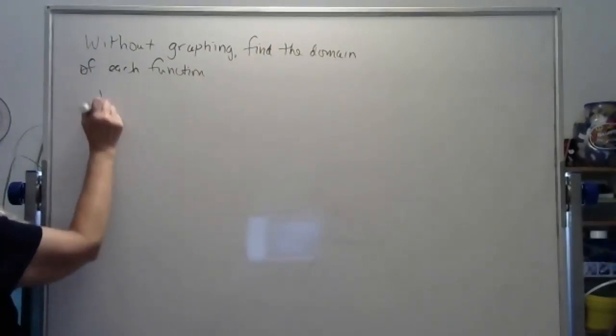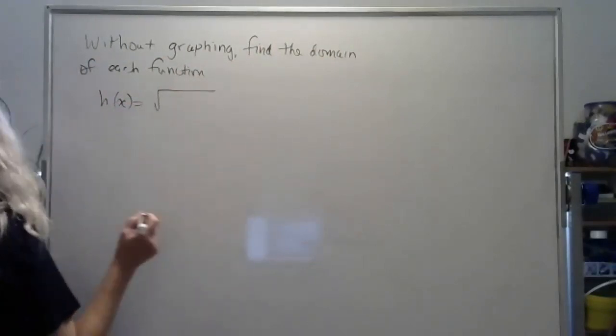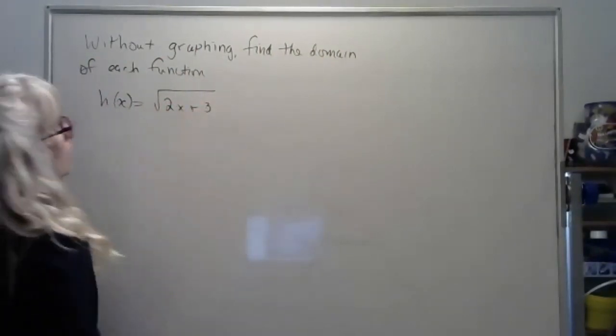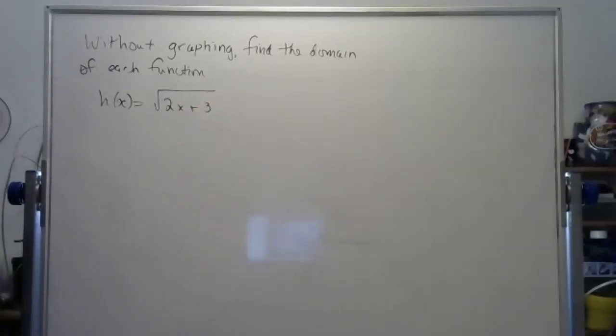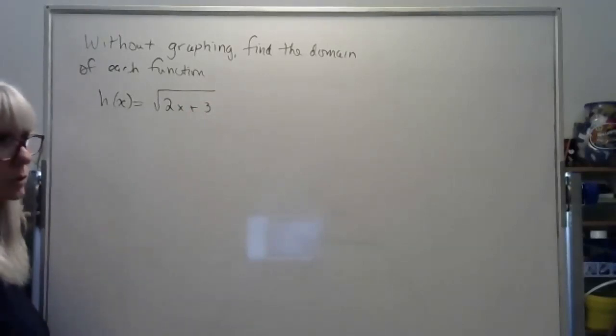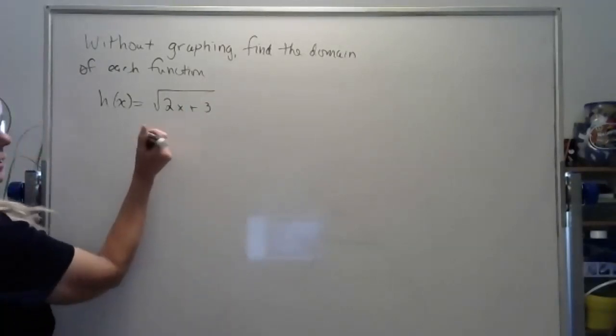And in no particular order, our first one is h of x equals the square root of 2x plus 3. So I need to find its domain. So in other words, what numbers can I plug in for x and end up with a real number that I could graph if I were graphing? So does anybody remember what we do? This goes way back into chapter 3, like 3-4 weeks ago now, or longer. Anybody remember with a radical what you do?